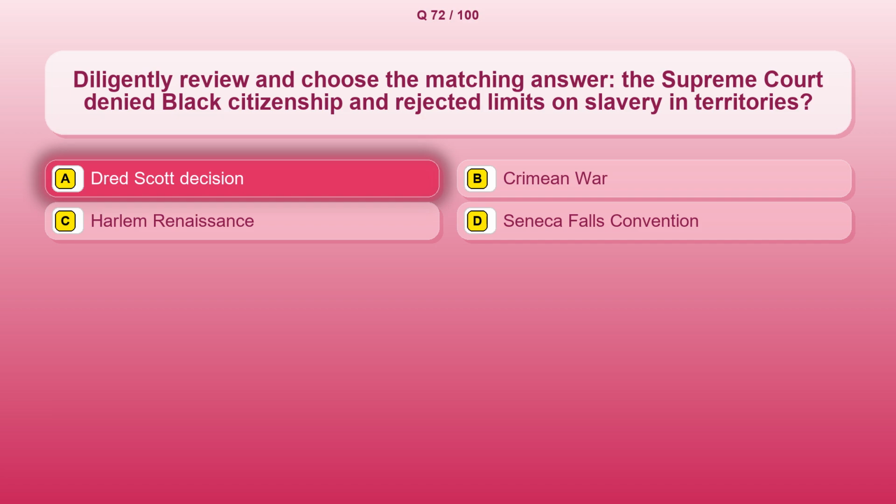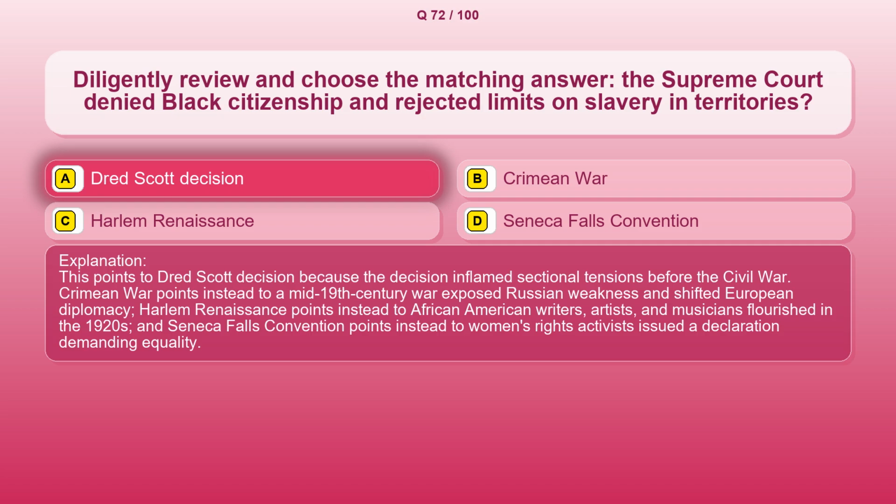The correct answer is option A. Dred Scott decision. This points to Dred Scott decision because the decision inflamed sectional tensions before the Civil War. Crimean War points instead to a mid-19th century war exposed Russian weakness and shifted European diplomacy. Harlem Renaissance points instead to African American writers, artists, and musicians flourished in the 1920s, and Seneca Falls Convention points instead to women's rights activists issued a declaration demanding equality.